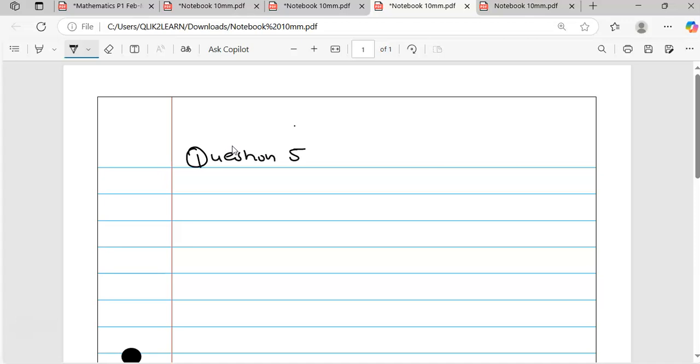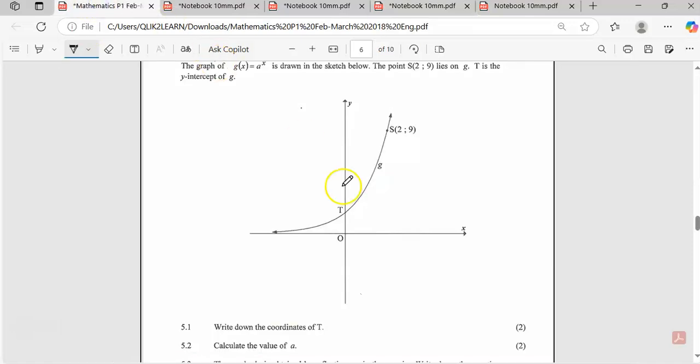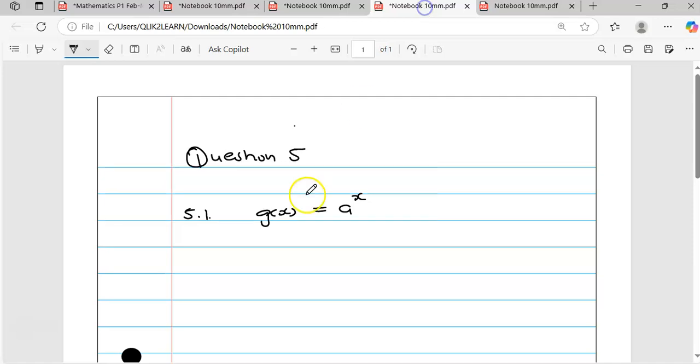Okay, so question 5.1. Remember, g at x is given as a to the x, and they want us to find the value of t. T is the y-intercept. So how do we find the y-intercept? We find the y-intercept if x is 0. Therefore, we can write y is equal to a to the x. Where there's x, we put 0. Any number to the power 0 is 1. Therefore, the value of y is 1.